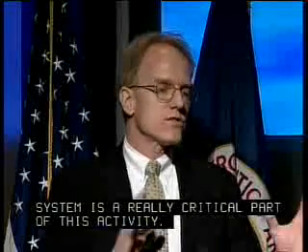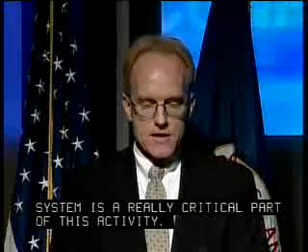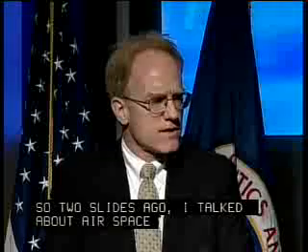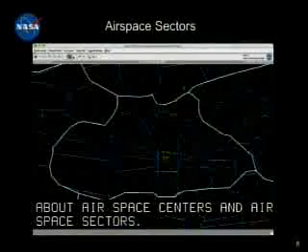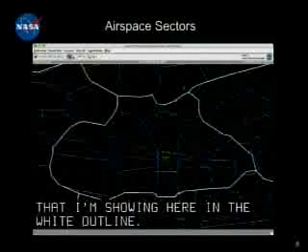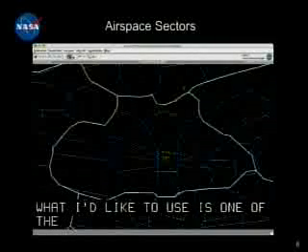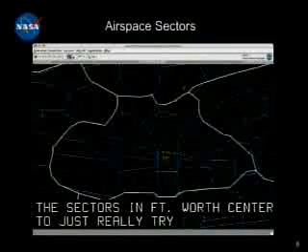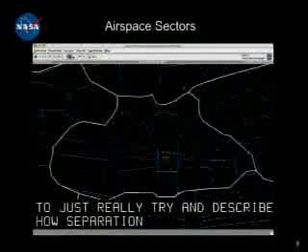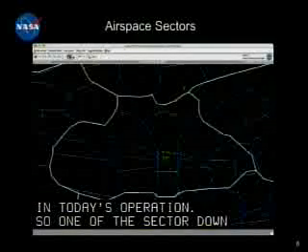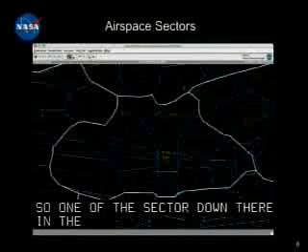Okay, so 2 slides ago I talked about airspace centers and airspace sectors. This is the Fort Worth Center that I'm showing here in the white outline, and what I'd like to use is one of the sectors in Fort Worth Center to just really try and describe how separation assurance works in today's operation. So one of the sectors down there in the lower right portion of Fort Worth Center is the sector I'd like to use.